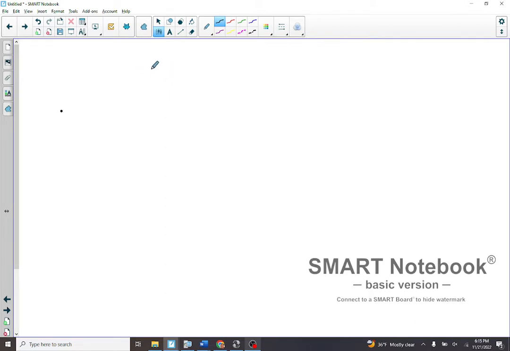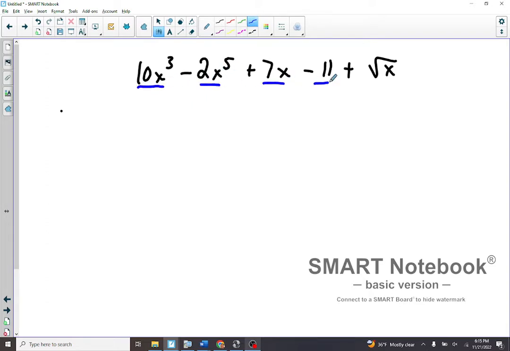So you'll probably get a polynomial. I'm just going to make something up: 10x to the third minus 2x to the fifth plus 7x minus 11 plus the square root of x, let's say. So in this situation, because of the plus or minuses, you separate each one into its own individual derivative.